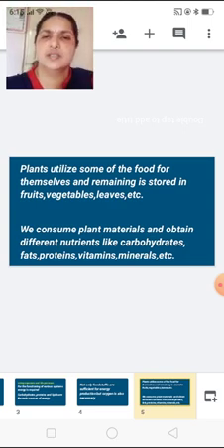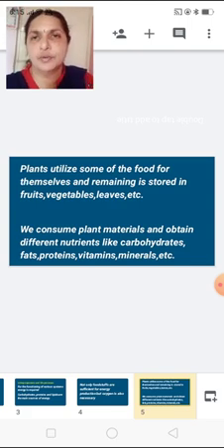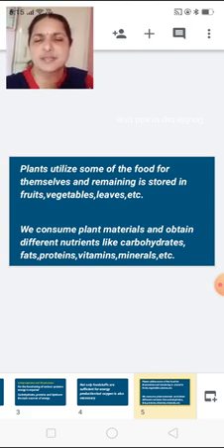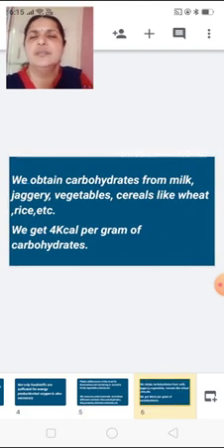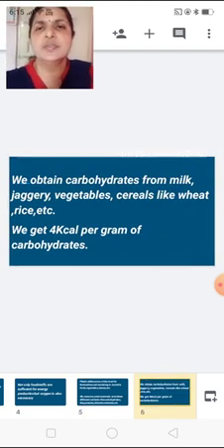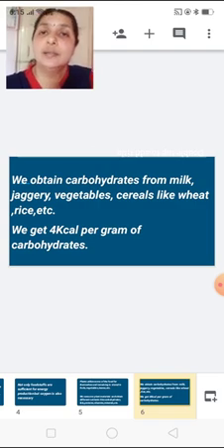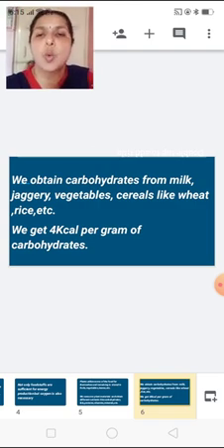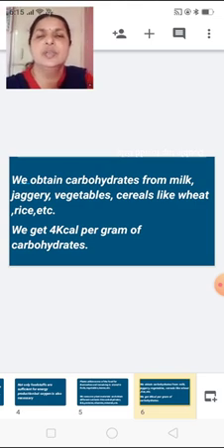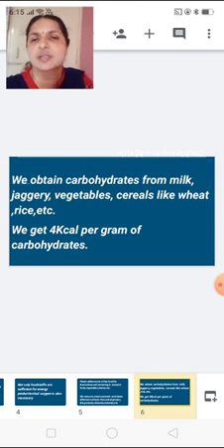The energy is stored in the form of carbohydrates, proteins, fats, etc. And how much energy is stored, we will see. We get 4 kilocalories of energy per 1 gram of carbohydrate, children. So we have to take a lot of carbohydrate because we get a lot of energy from here.